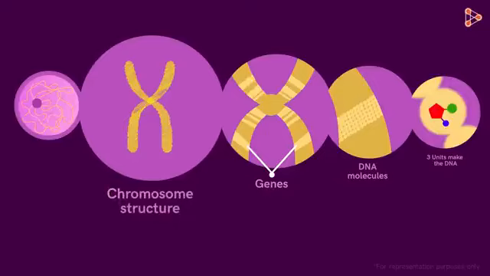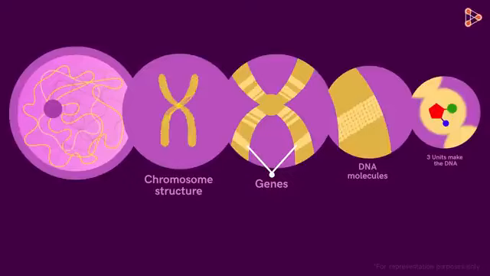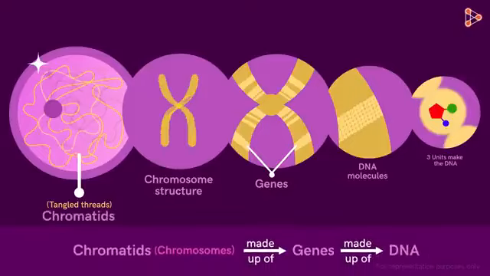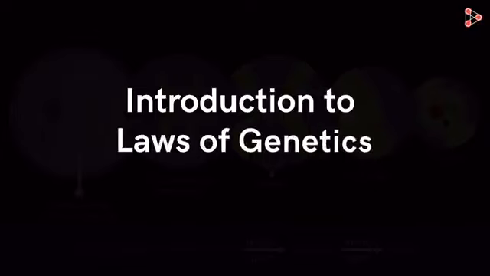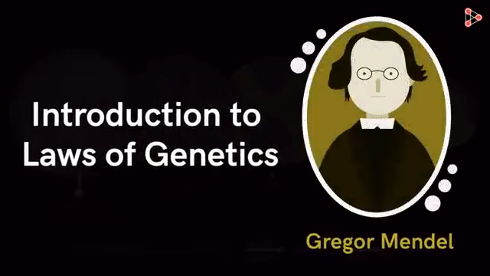Chromosome is the classical structure obtained only during cell division. When the cell is not in the dividing phase, the genetic material is present in the form of tangled threads called chromatids. So this is the basic idea of the genetic materials in our cells, which we needed to understand in order to look at the laws in genetics. Let's get introduced to the laws in genetics put forth by Gregor Mendel in the next part.